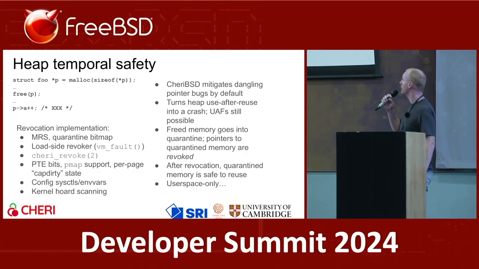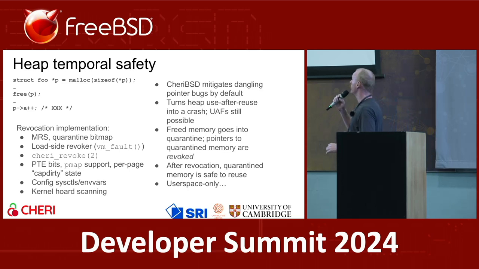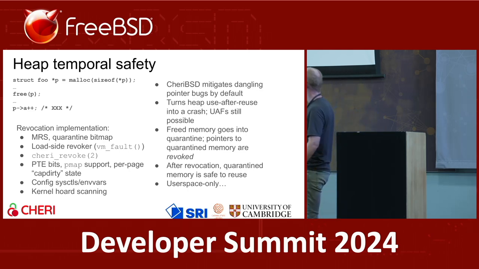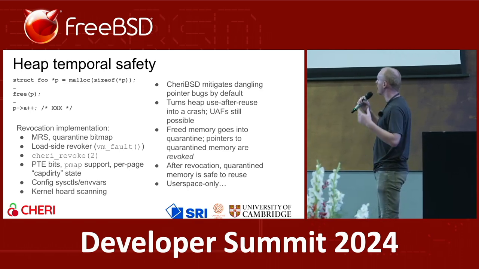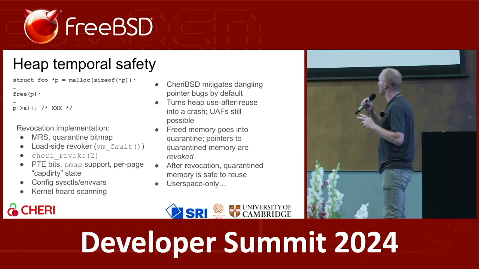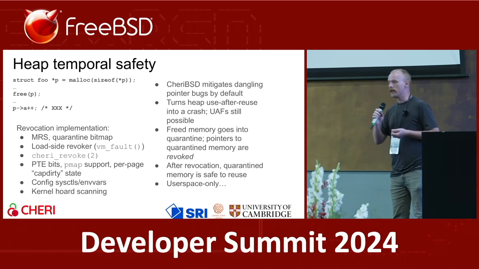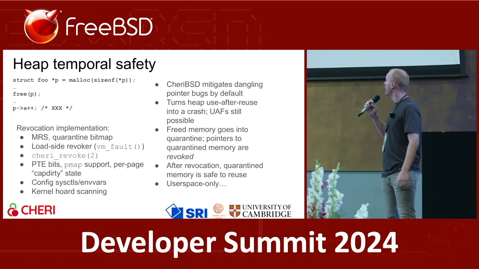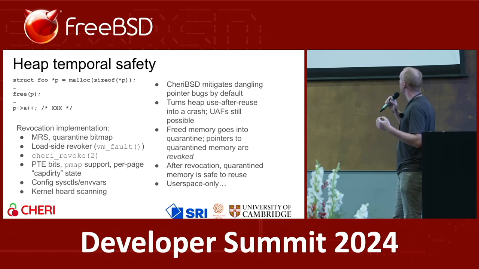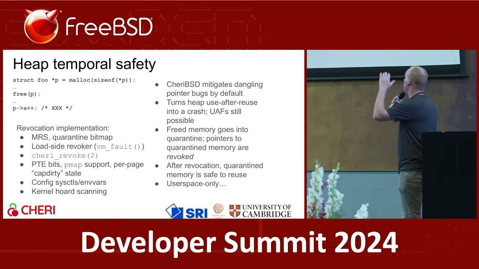So another feature that CHERI enables with some additional assistance from the operating system is heap temporal safety. In the code example that I gave in the top left, there's a pretty routine C programming bug that can have security implications if this pointer to a struct foo is allocated as some other type of structure before that increment happens. At that point, we have a dangling pointer that is now being used for something else, and these kinds of bugs can have security implications. In fact, they're quite common, just as much so as buffer overflows, which we saw are mitigated by CHERI C's spatial safety guarantees. It turns out that with some machinery, again from the operating system, it's possible to mitigate these types of bugs as well.